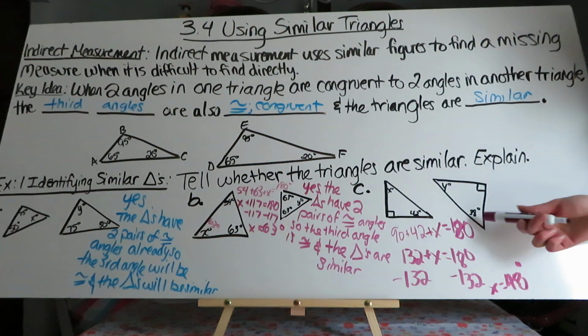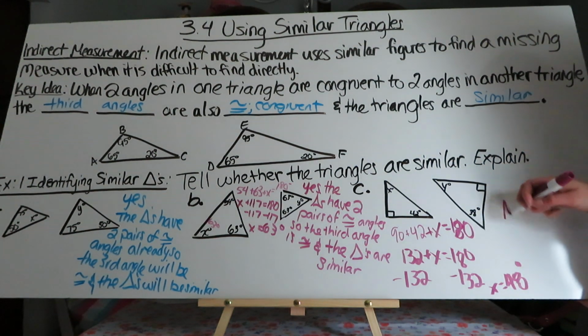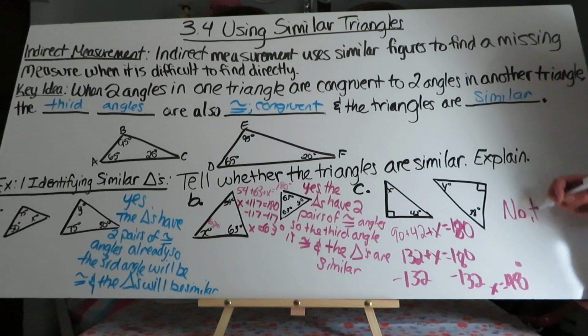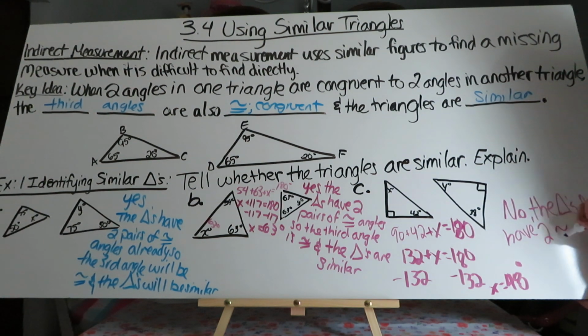If I compare this value with this one of 38 degrees, they're not the same. So no. The triangles do not have two congruent pairs of angles.